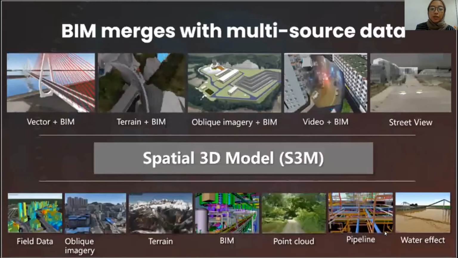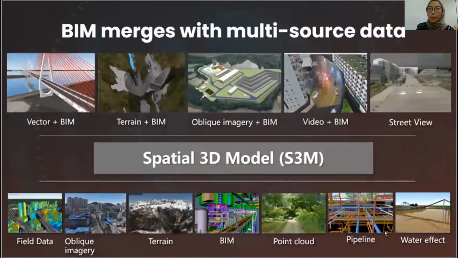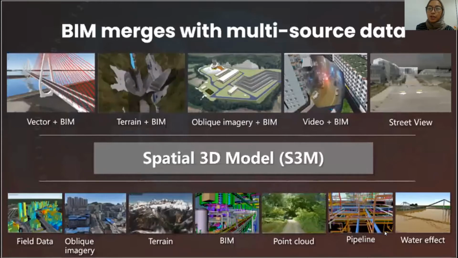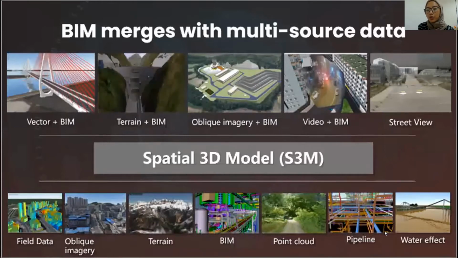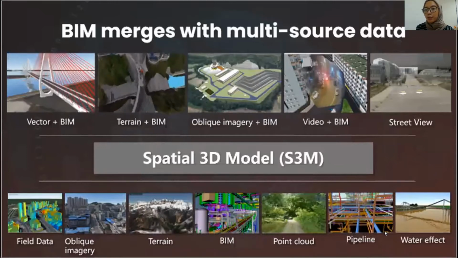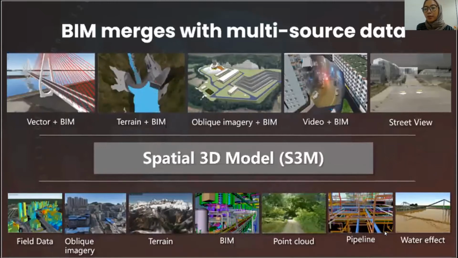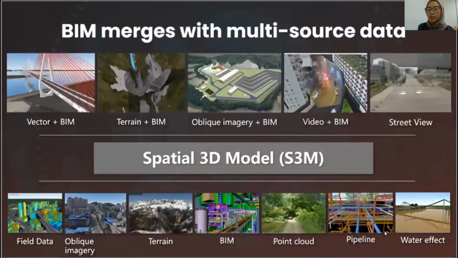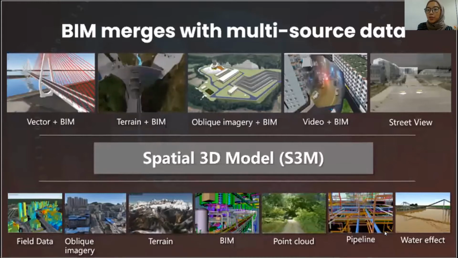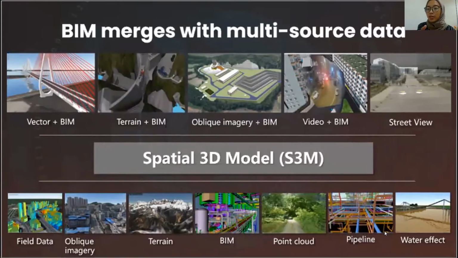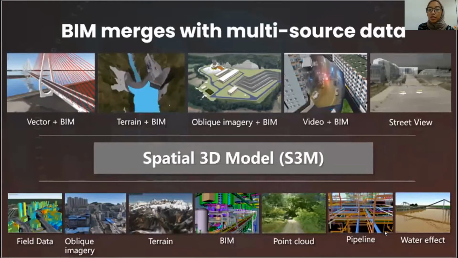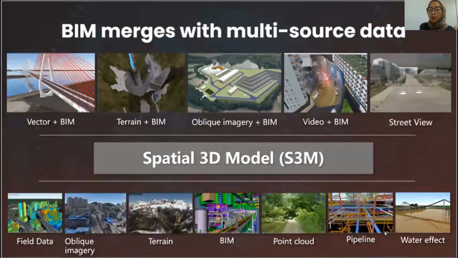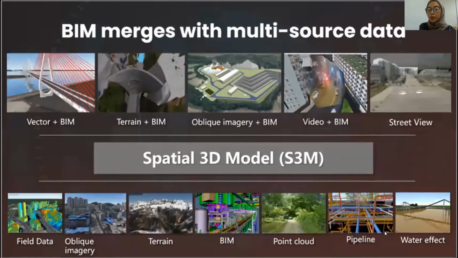And we also have S3M, or Spatial 3D Model. So S3M is actually a format for when you have 3D data and you want to raise the performance. If you bring them to a cloud-based platform, you cannot just upload them directly to the platform. You can convert them to the S3M format first before sharing with others on a cloud platform, because by making this S3M format from your original data, it will raise the performance.